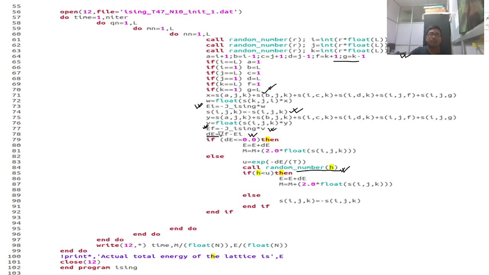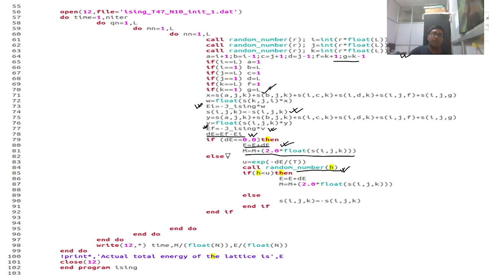So EF minus EI, and I am saying that if DE is less than or equal to 0, that means EF is less than EI, then I will take that spin flip, and I will give E to be E plus DE. What does it mean? You are adding DE to E, and DE is itself a negative value, so E is going to be decreased, and the magnetization is calculated by this parameter.